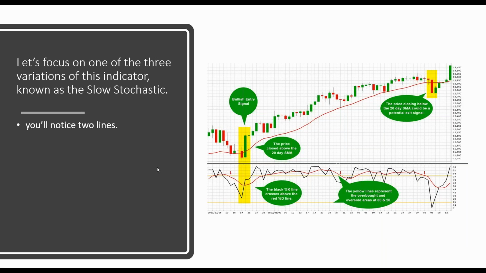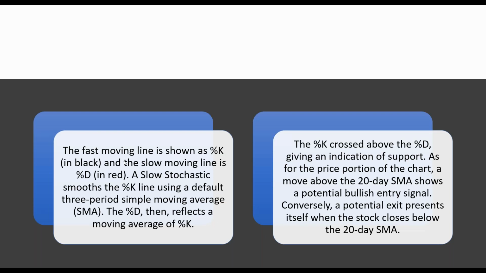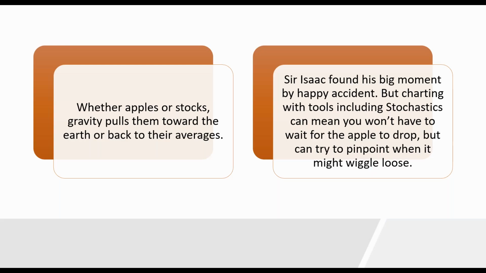So you'll notice, okay, the fast moving line is the %K. Here it's in black and mine is in blue, and the %D is in red. A slow stochastic smooths the %K line using a default 3-period simple moving average. The %D then reflects a moving average of the %K. The %K crossed over the %D line, giving an indication of support.